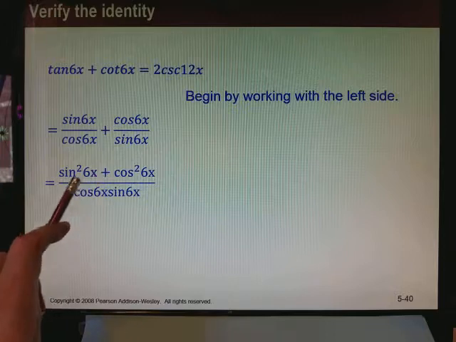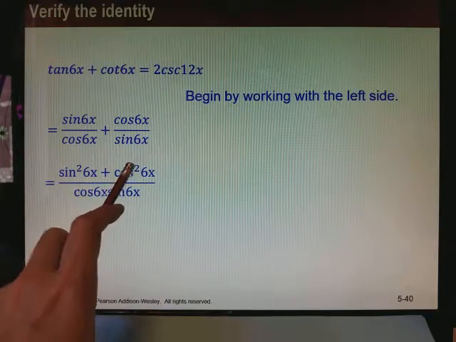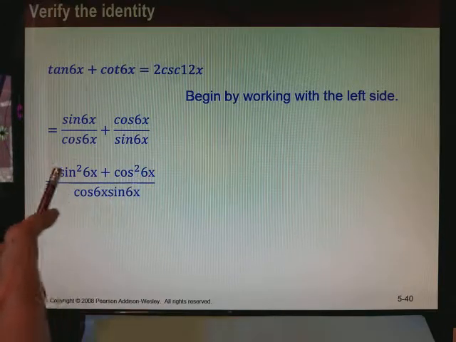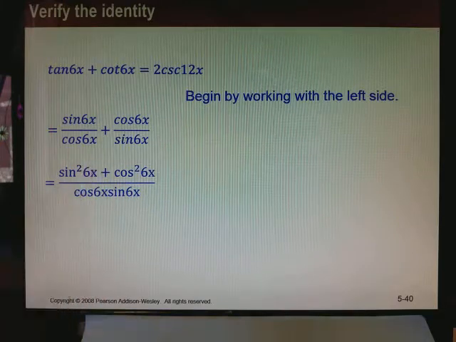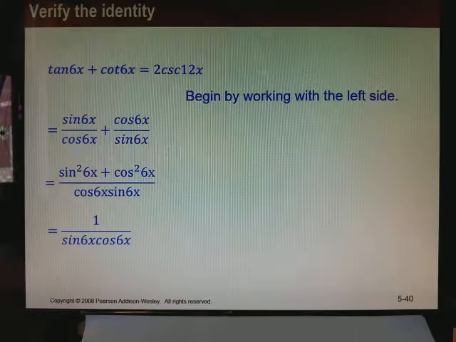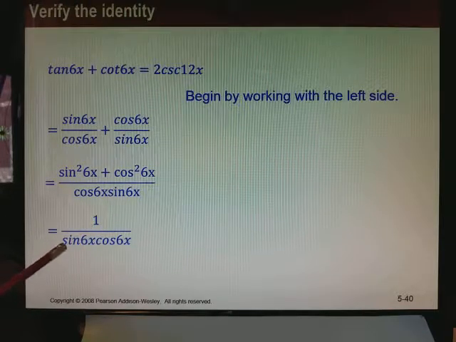Now that I've done that, in the numerator, I've got sine squared of an angle plus cosine squared of that same angle. That right there is my Pythagorean identity of 1 on top.